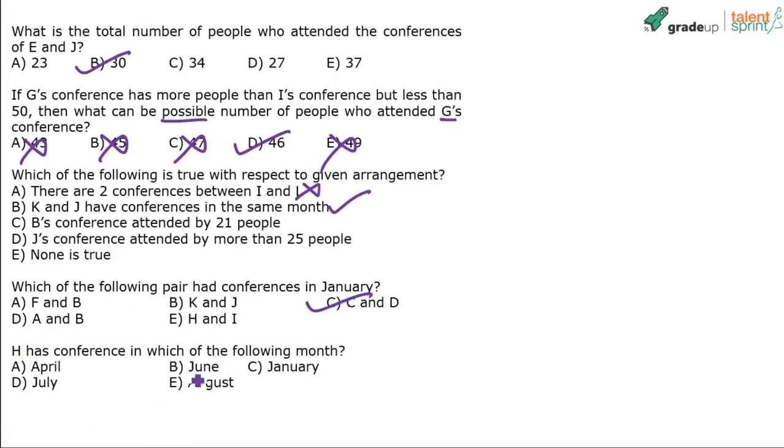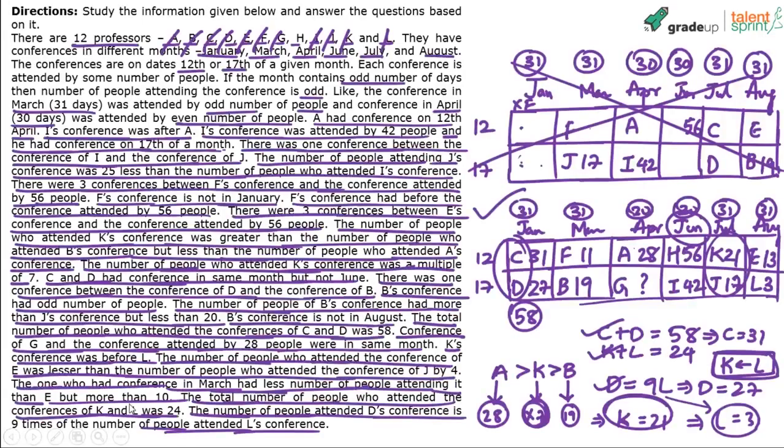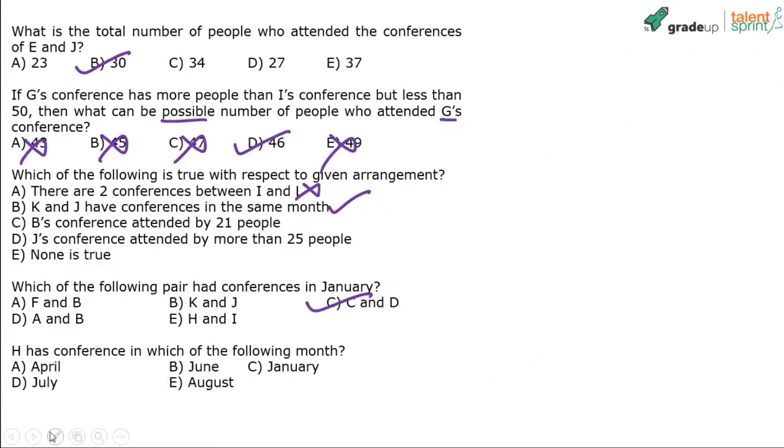Conference in January, C and D. H is in which month? June, right? I forgot. I've become like Ghajini. Go back, go back. Quick, quick, quick. H was June only, right? I forgot what I saw. Where is it? H was June. Yeah, H was June. So that's your answer.